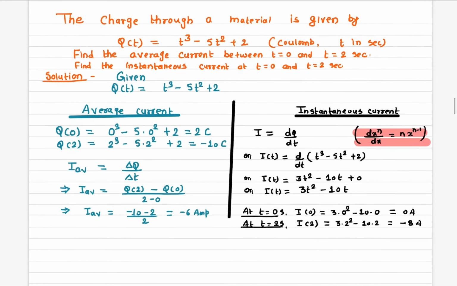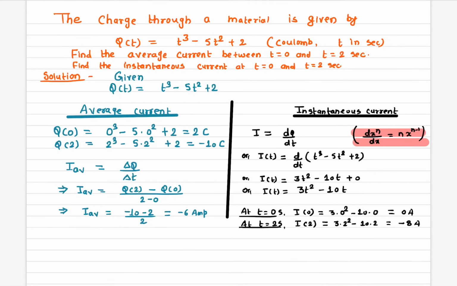So this is how we find the average current and the instantaneous current in a circuit.